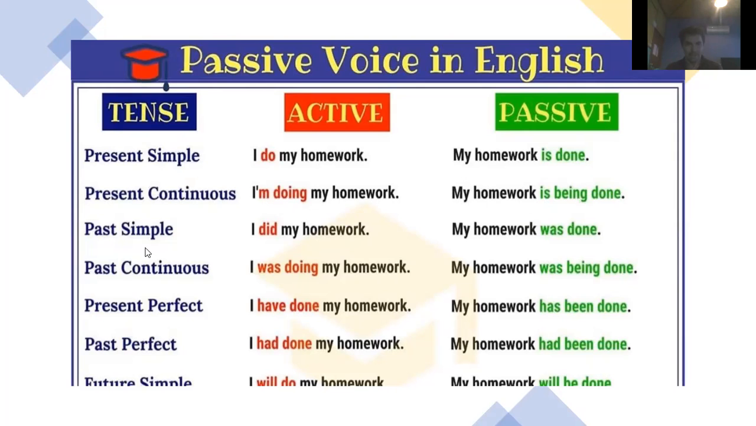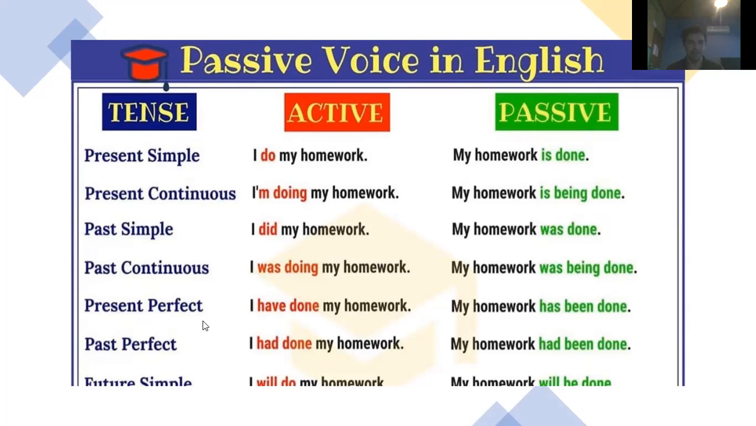Past simple. So now I'm going to talk about something that's happened already. Active voice: I did my homework. Passive voice: my homework was done. So we have past continuous: I was doing my homework. That was the active voice. Now we have passive: my homework was being done. So we have is being done and was being done. That's for the passive. And then we have I'm doing my homework with the active, and that's a present continuous. And then there's the past: I was doing my homework, that's the past continuous.